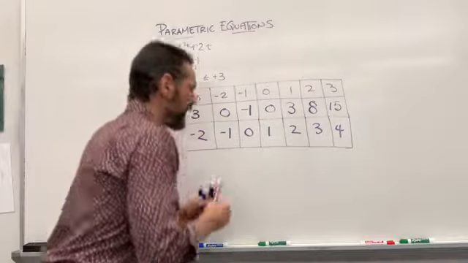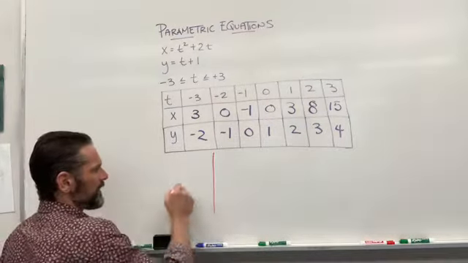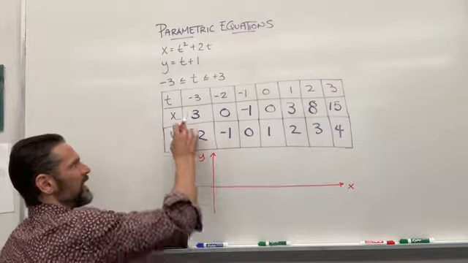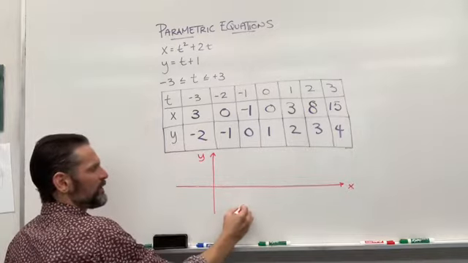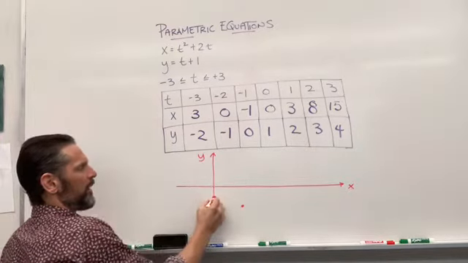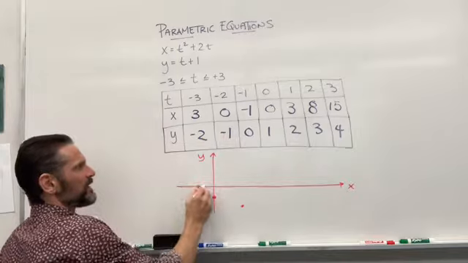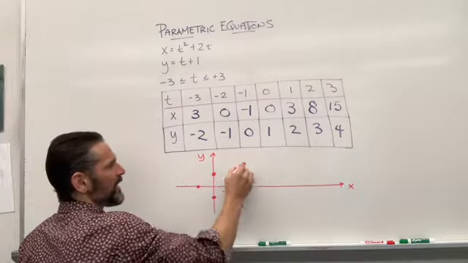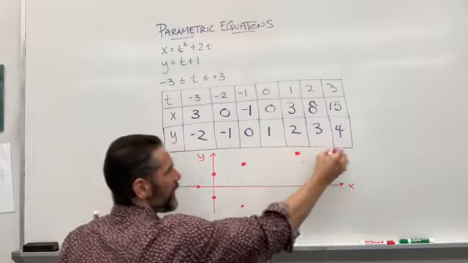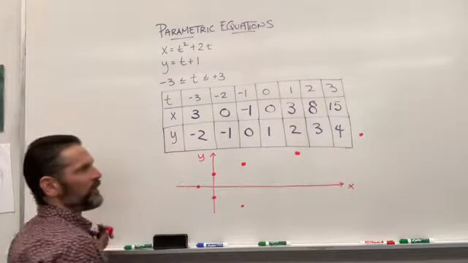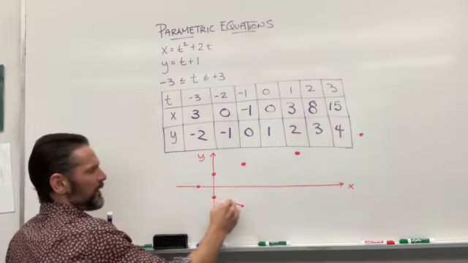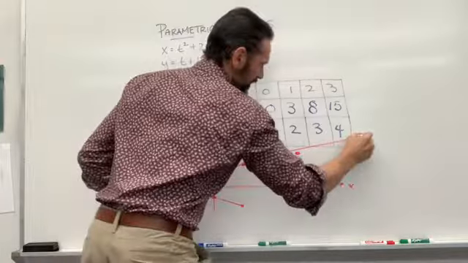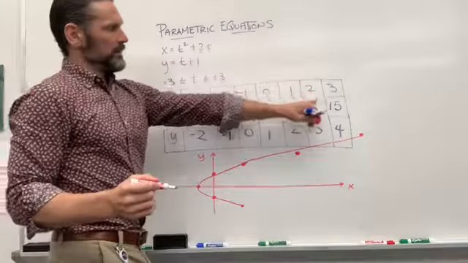When I graph this, it's going to look something like this. Here's my x-axis and my y-axis. 3, -2 is here. 0, -1 is there. -1, 0 is there. 0, 1 is there. 3, 2 is there. 8, 3 is there. And way over here we have 15, 4. So my graph is going to look something like this. I'm sorry, I cut across my table here.